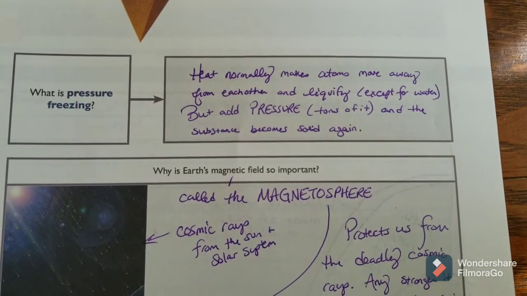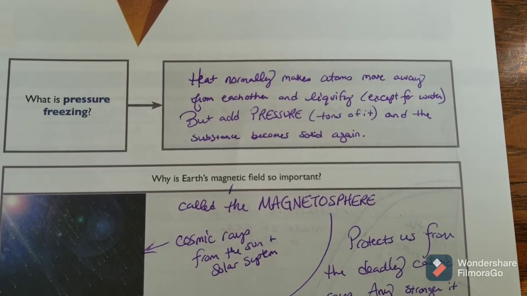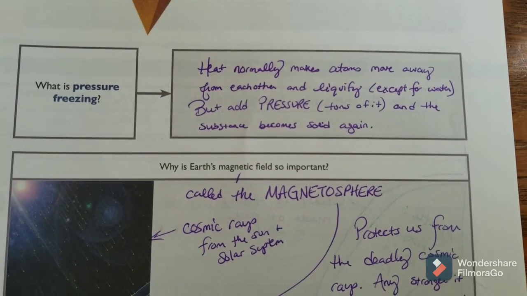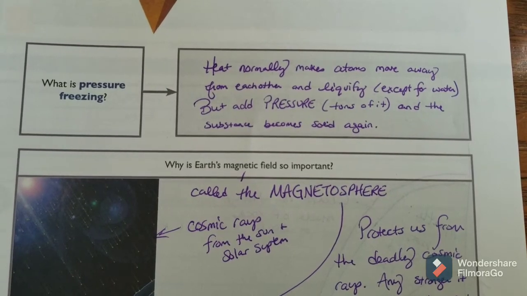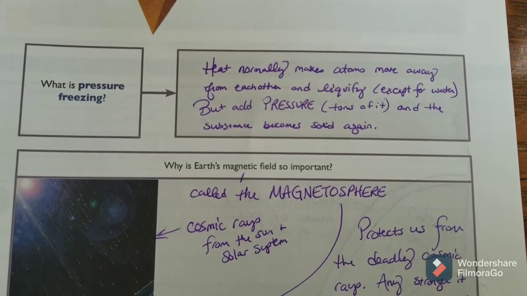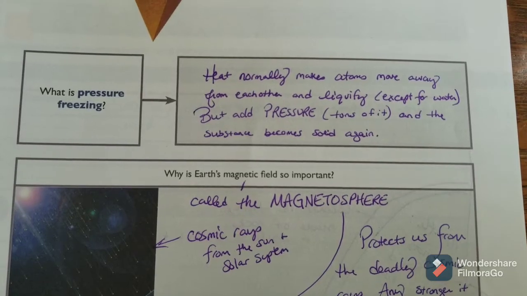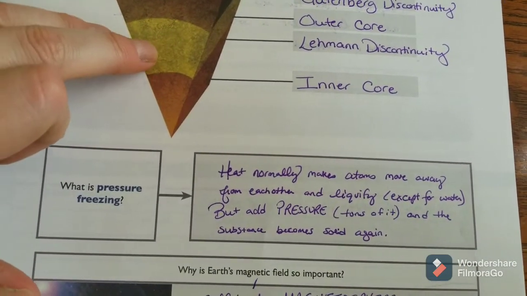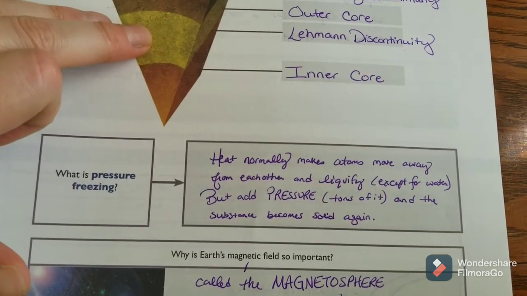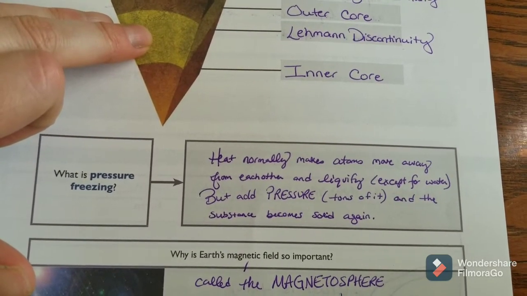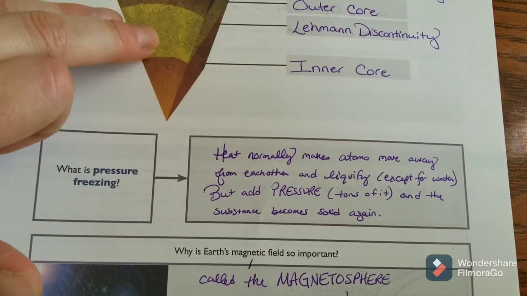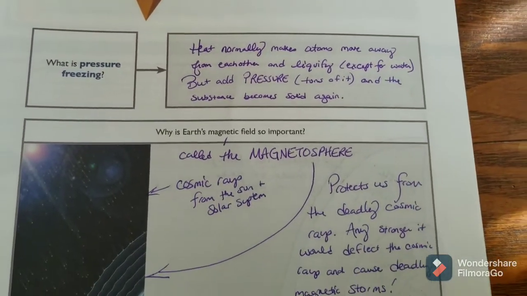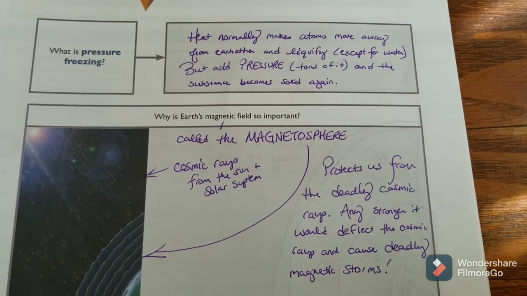All right, what is pressure freezing? Well, heat normally makes atoms move away from each other and liquefy, except for water, but if you add pressure, and tons of it, to the substance, it becomes solid again. So we've got that heat making this part liquid, but then there's so much pressure in the middle that here it's become solid. So that's what pressure freezing is.